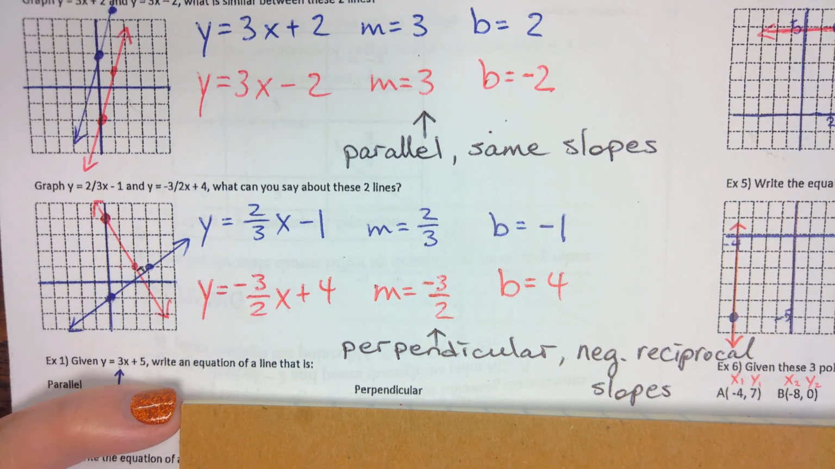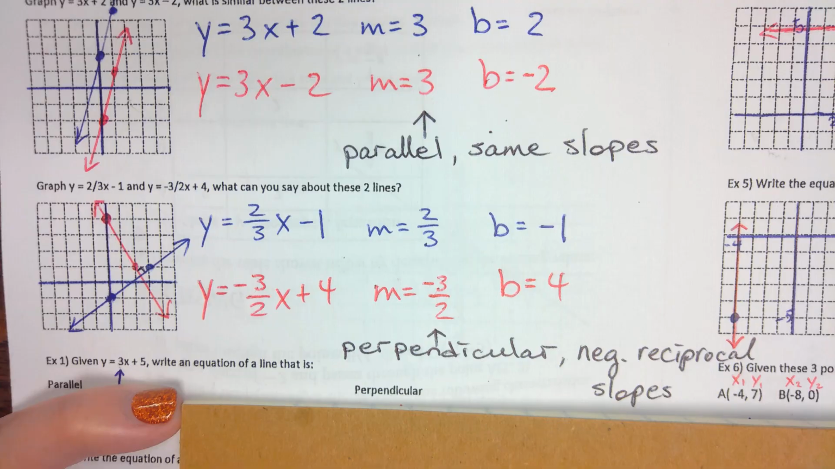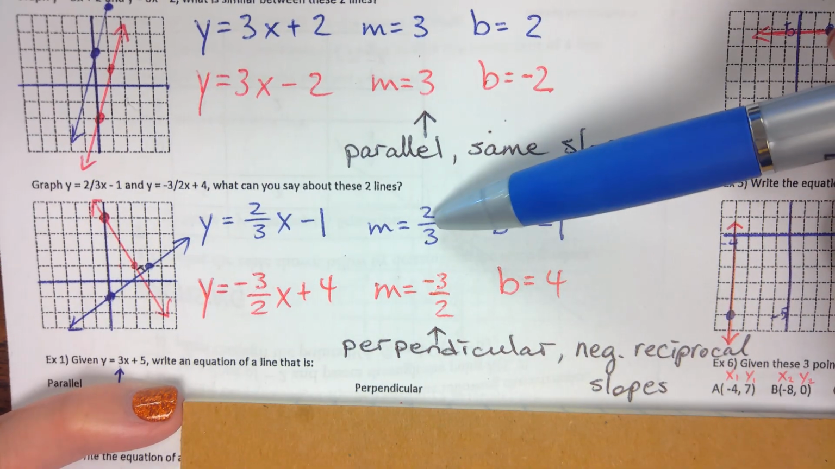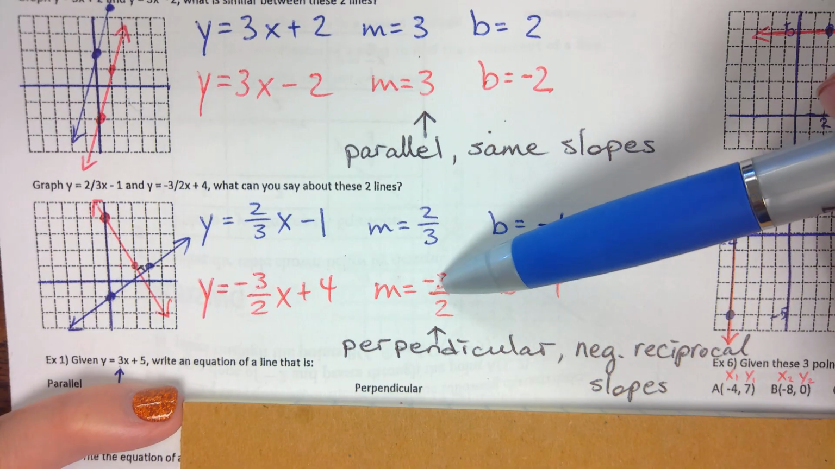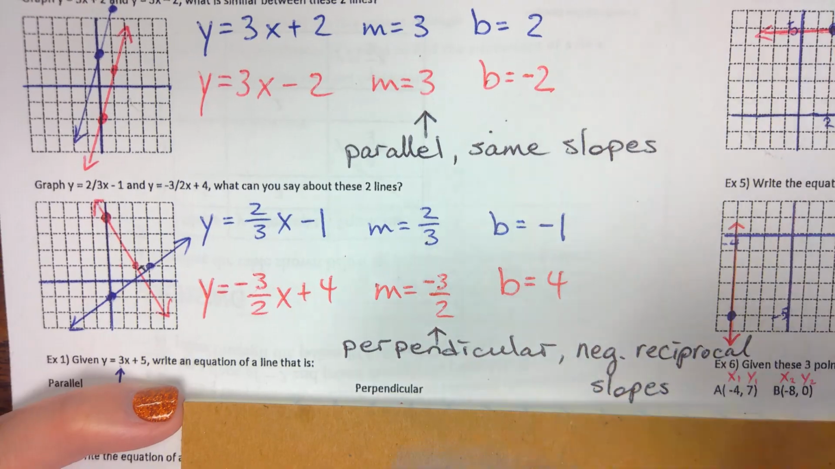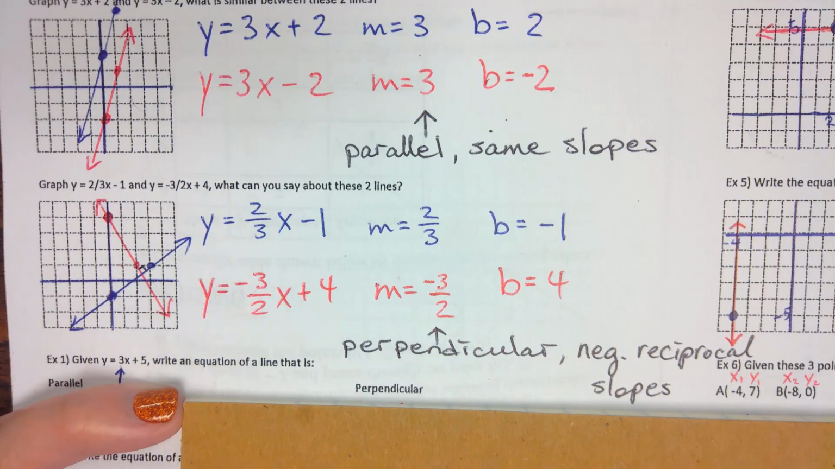Instead of saying rotated 90 degrees, we can also say the lines are perpendicular. A common mistake is they say this slope is 2/3, and then they say the perpendicular slope is 3/2. Remember, it's negative as well. This line has a negative slope. This line has a positive slope. So don't forget, it's not just reciprocal, but negative reciprocal.